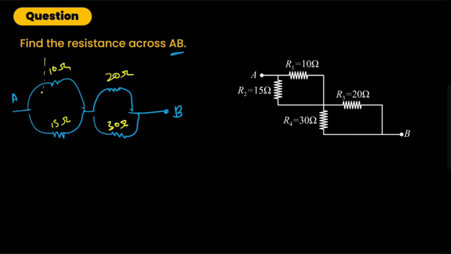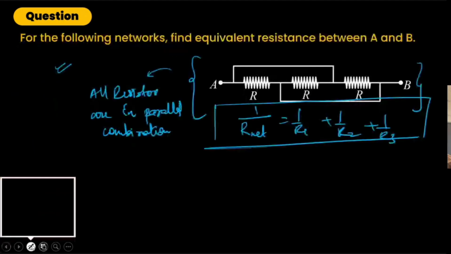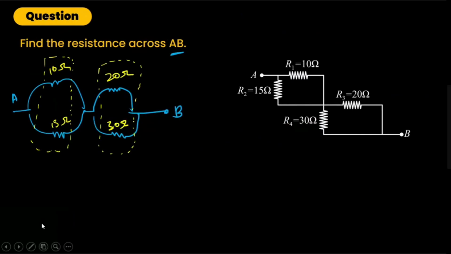What is the type of this combination? Which combination of resistors is this? Parallel. I'm asking which type of combination this is for resistors, like two are connected in this way. So this is a parallel combination.